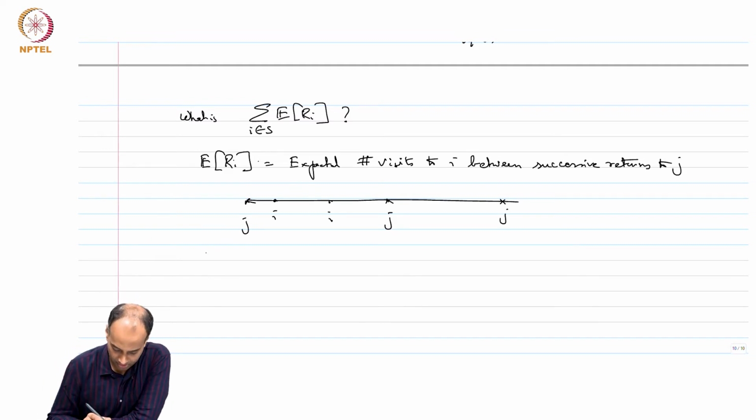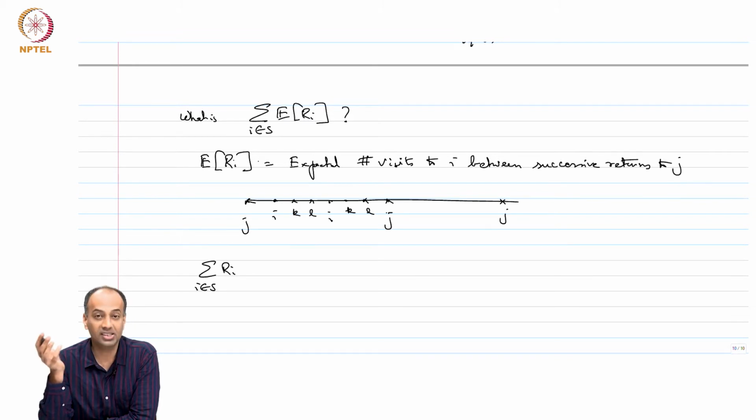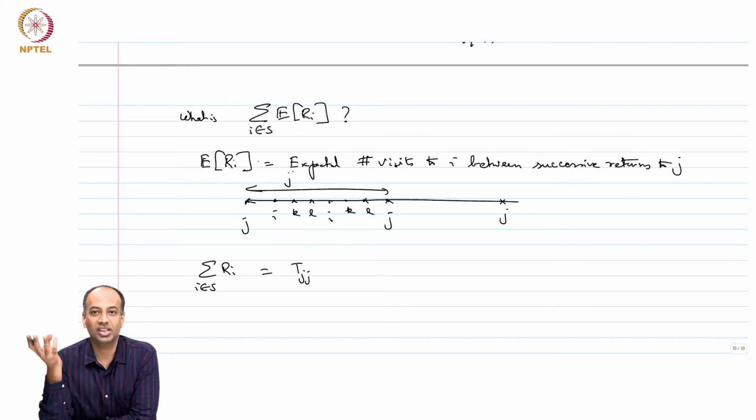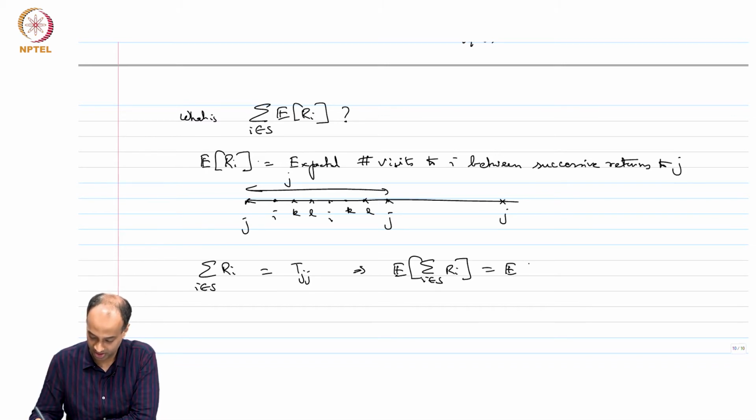Now, if I take sum over I belongs to S Ri, that will be equal to the number of visits to state I plus the number of visits to state k plus the number of visits to state L and so on, right. So, I am summing over all the states, the number of visits to all the states between visits to j. So, this has to be equal to Tjj, right, because the process has to visit some state or the other. So, this implies expected sum over I belongs to S Ri is equal to expected Tjj.